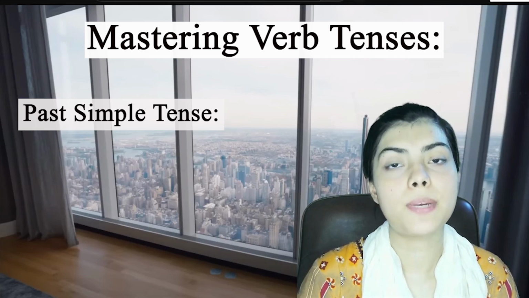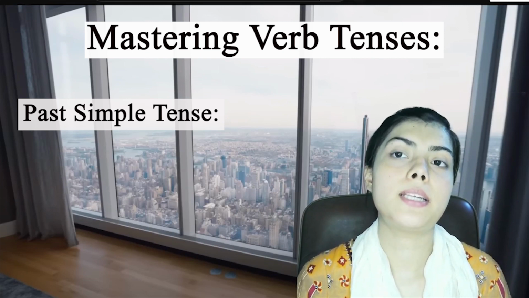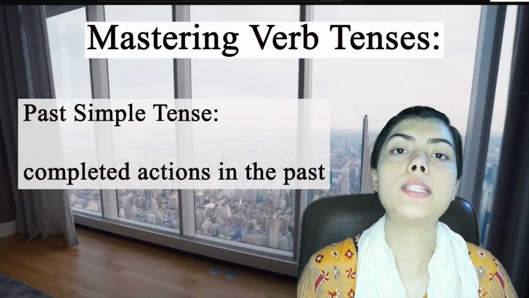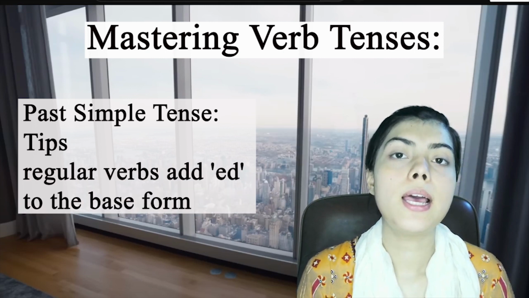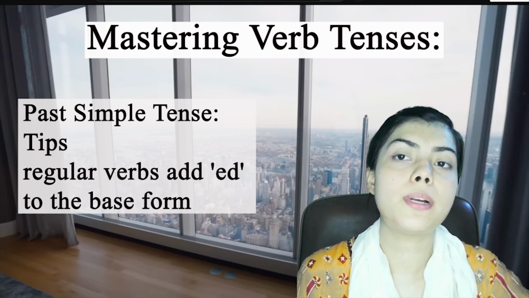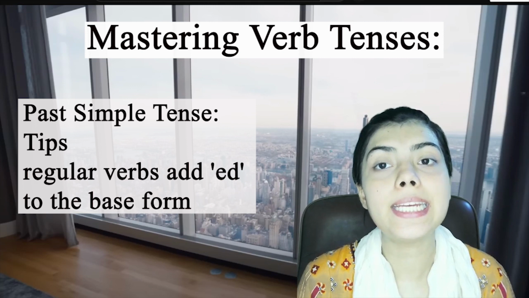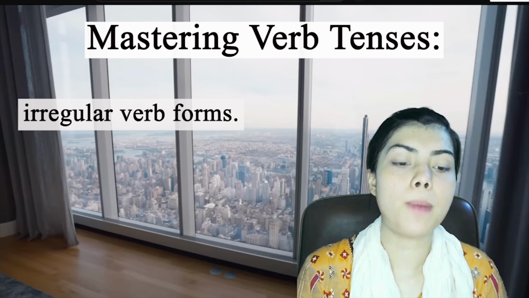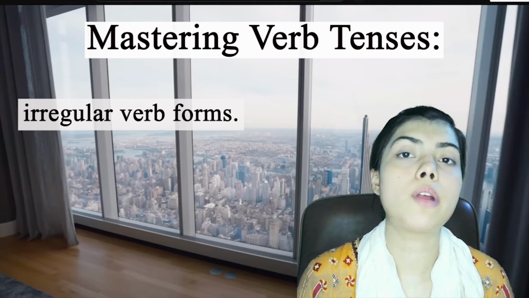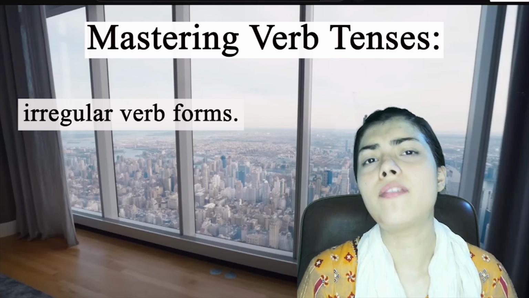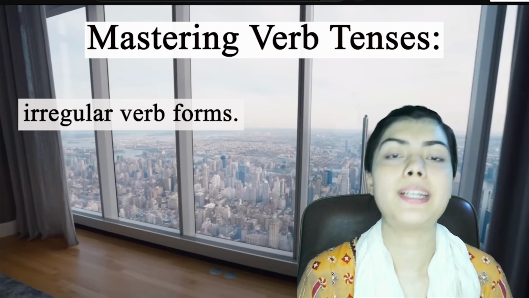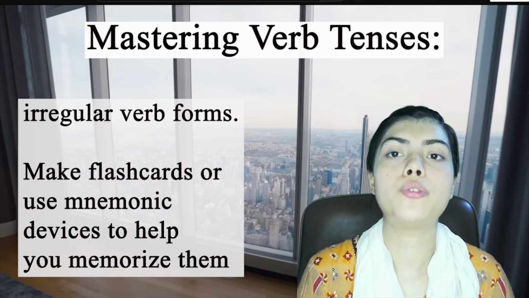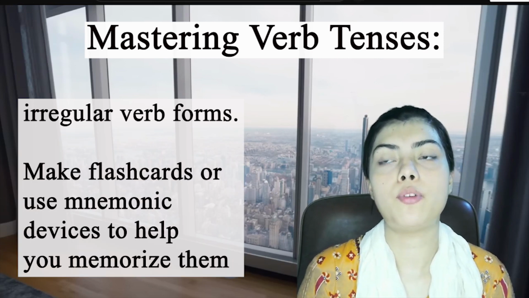The past simple tense. The past simple tense is used to talk about completed actions in the past. Let's move on to some useful tips. For example, to form past simple tense, for regular verbs add ed to the base form. Irregular verbs have specific past forms. Memorize irregular verb forms. Learning the irregular verb forms can be challenging, but it's essential for accurate grammar usage. Make flashcards or use mnemonic devices to help you memorize them.